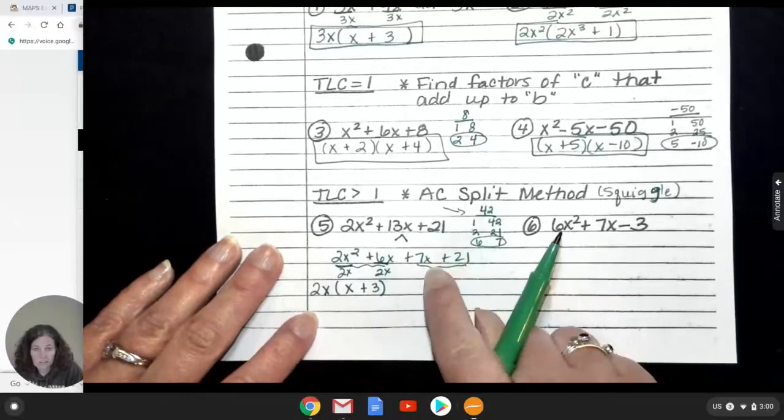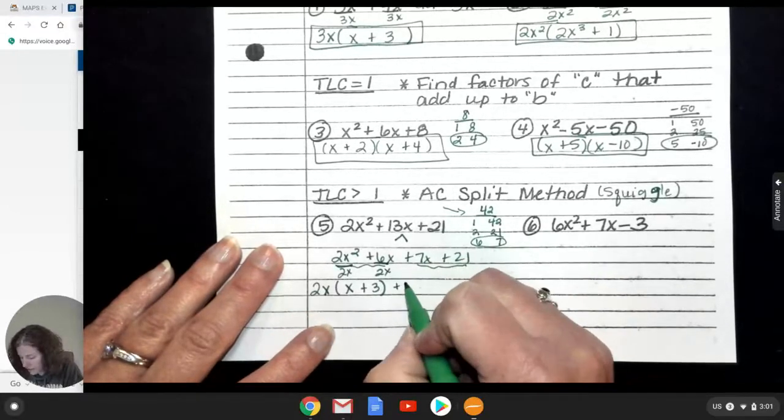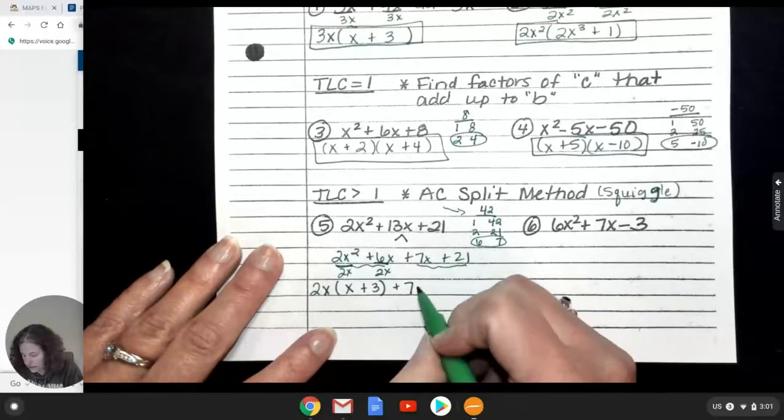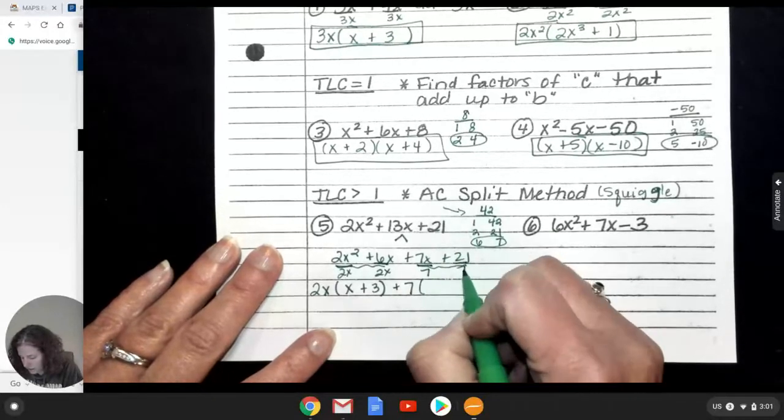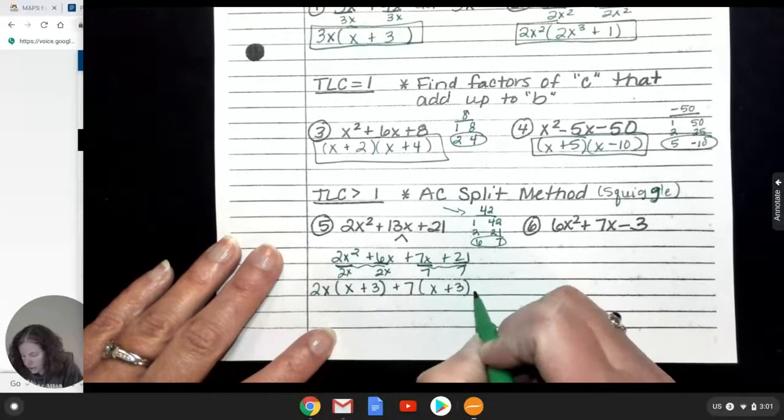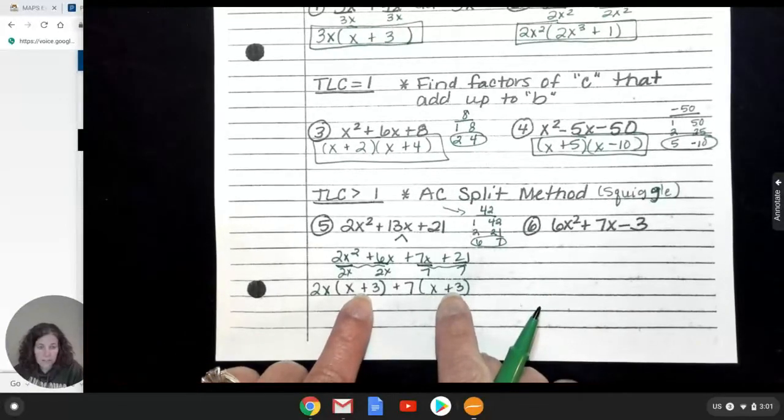Now the GCF between 7x and 21 would be a 7. You see that they both don't have an x, so you can't include that. And I get x plus 3. You are correct if these two are the same at this point.